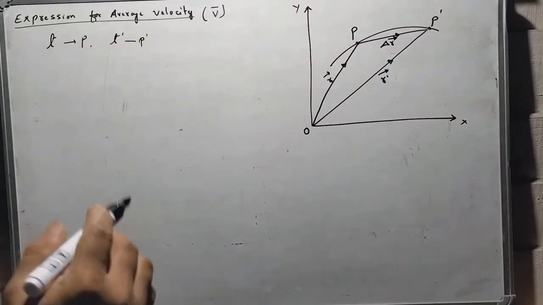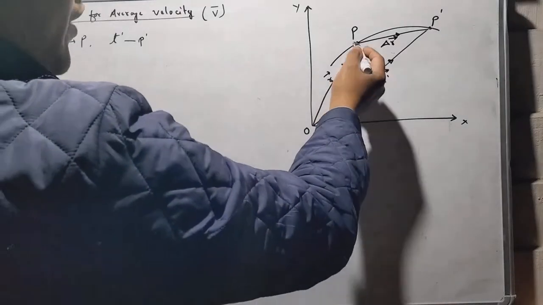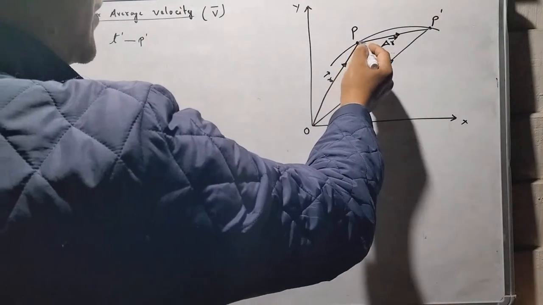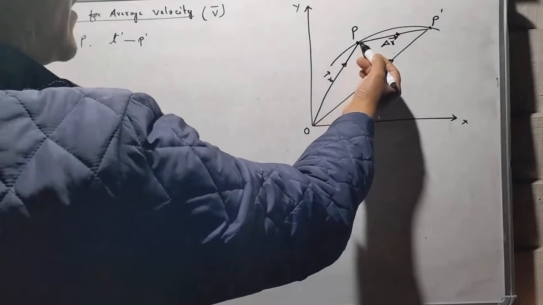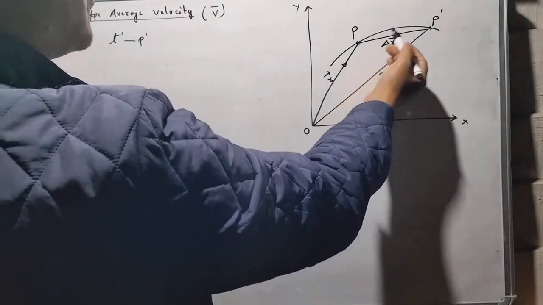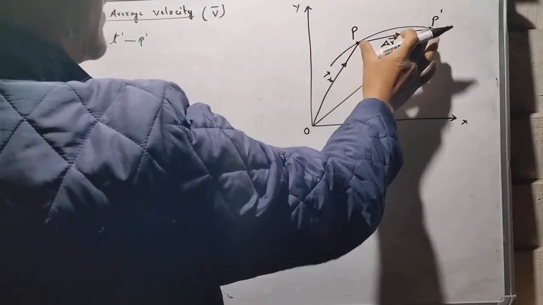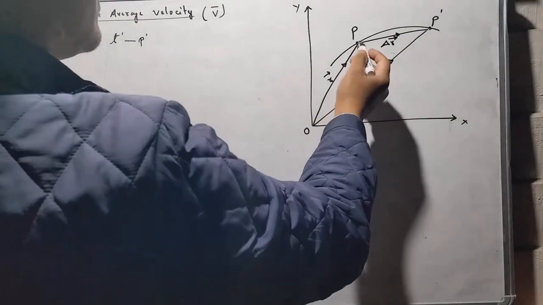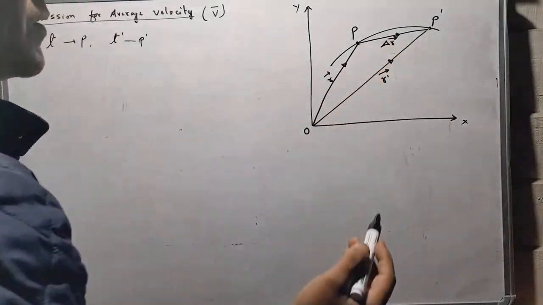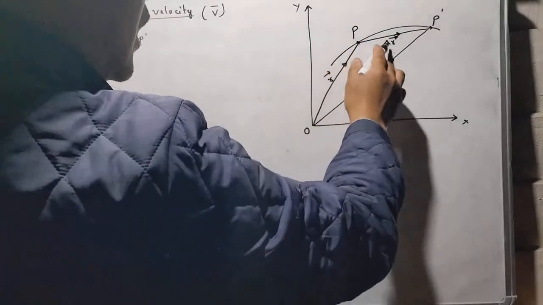So as the particle changes its position from P to P dash, we say that this particle has covered a displacement, and the displacement, as you know, has a magnitude as well as direction. The magnitude of displacement in this case is from P to P dash, the length of this line, and the direction is from P to P dash. And for the displacement, we write delta r arrow.